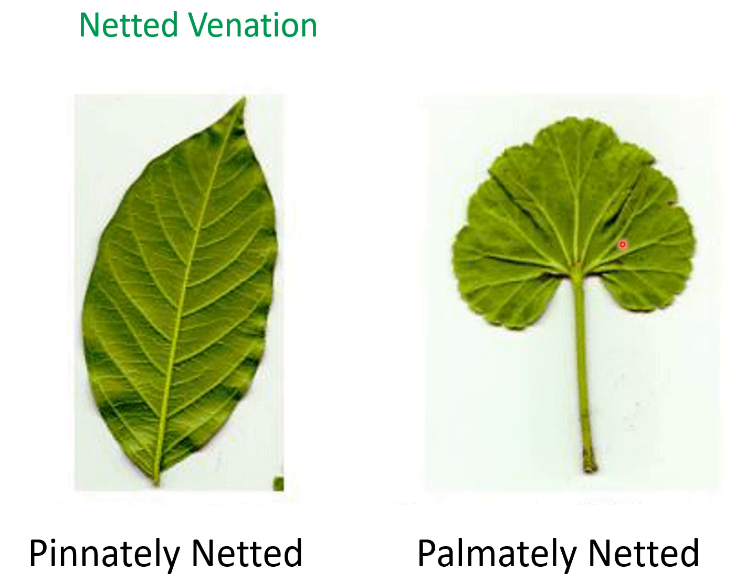But for the palmately netted venation, you can see several primary veins, not only one midrib like this. Here, this is a primary vein, and this is also a primary vein, and all of the primary veins come from the same point near the petiole, usually located at the leaf base. Here, this is the leaf base. It seems like a palm, so that's why we call this palmately netted.